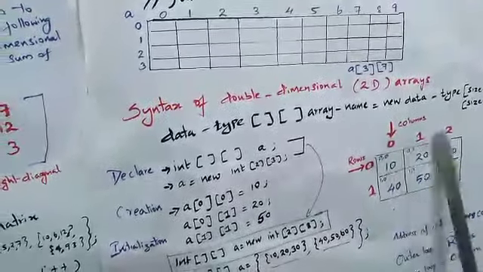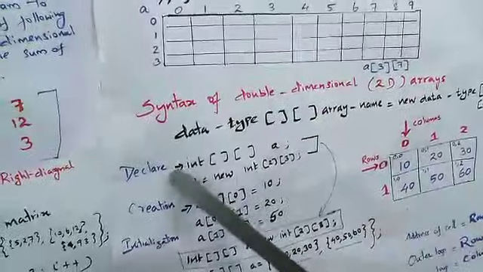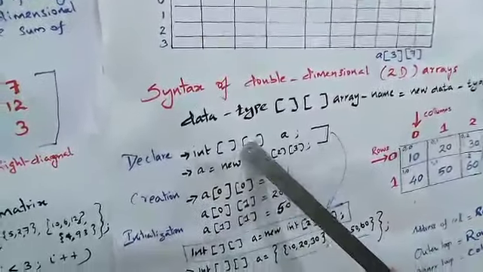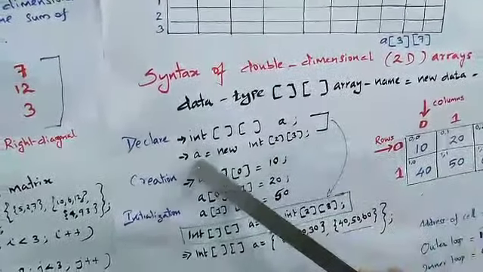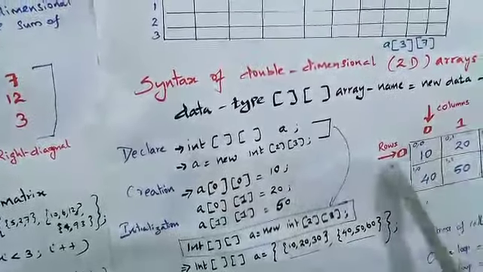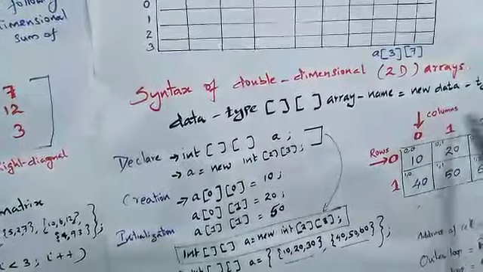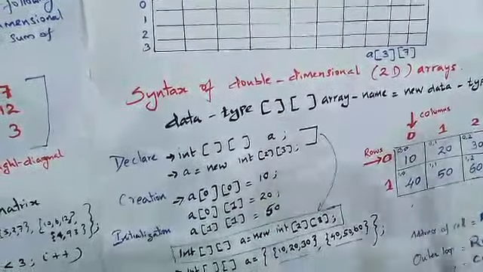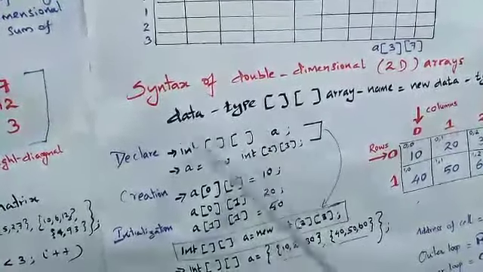Now how will you declare this? This way you can declare here. int[][] A. Otherwise you also can write A = new int[2][3]. 2 and 3. This part.